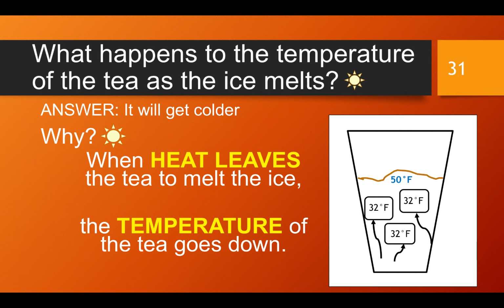We had a hot cup of water and a cold cup of water, and the heat was leaving the hot water through the aluminum bar and getting into the cold water. So heat was being transferred from hot to cold. The same thing happens here. The 70-degree tea releases its heat, melts the ice, and the temperature of that 70-degree tea goes down, in this case, to 50 degrees Fahrenheit.